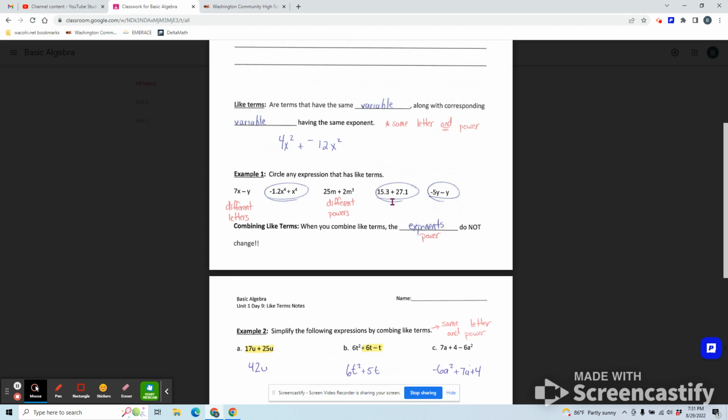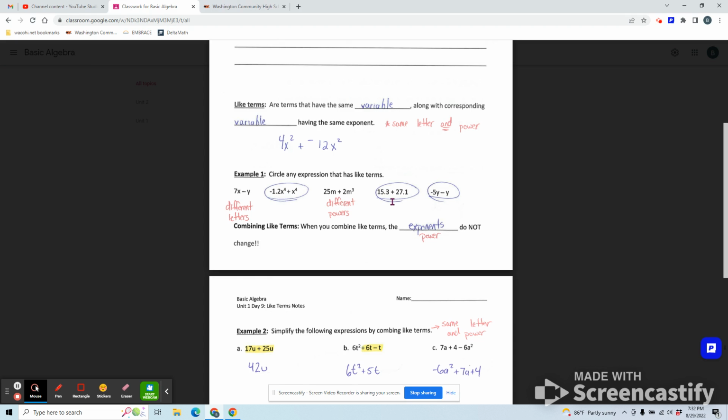Now the next one, you're thinking, well, why did Mr. Slover circle that one? There's no letters in there. Well, these are both constants. 15.3 and 27.1 are both constants, which means there's just a number. There's no variable with it. Those are always going to be like terms. So anytime you see 2, 3, 4, or 5 constants, those are all like terms.